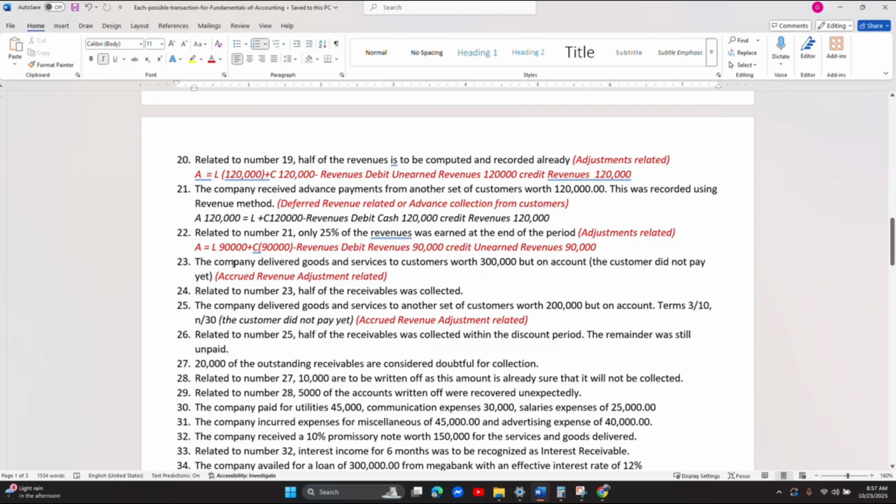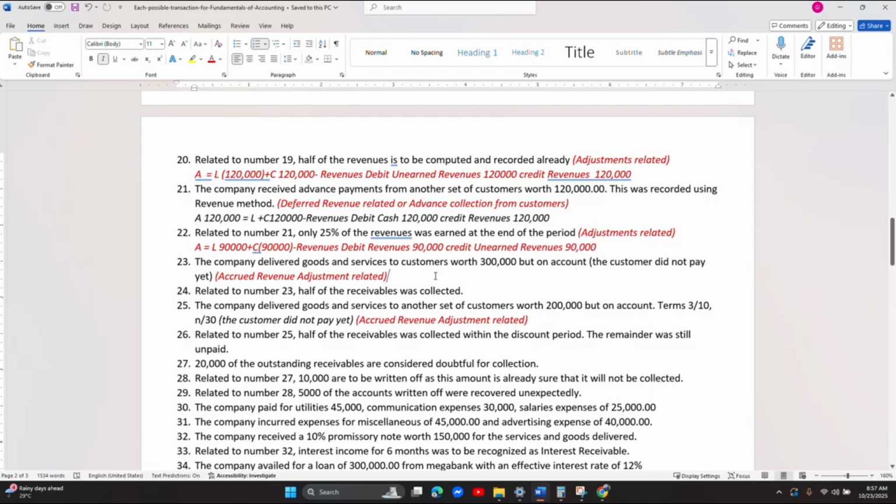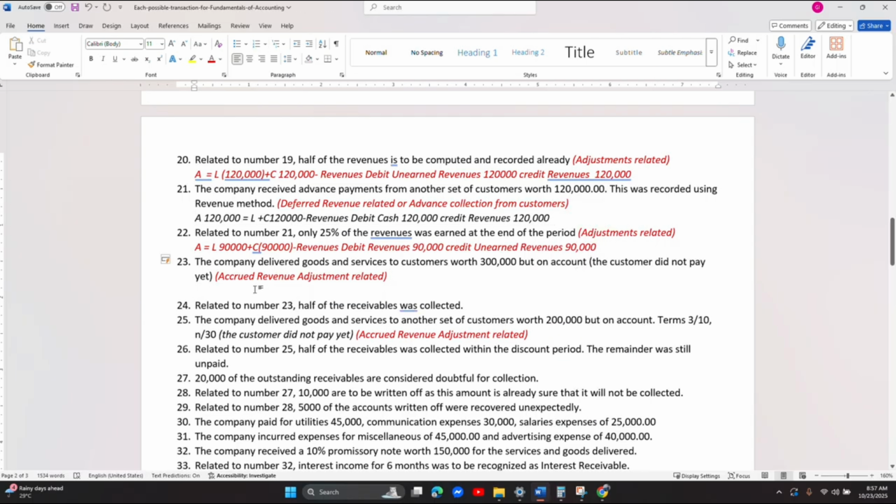On number 23, the company delivered goods and services to customers worth 300,000 but on account. On account means the customer did not pay yet. However, you have already delivered the goods and the services, which means you have already earned this 300,000. So what will be the entry? Before we go to the journal entry, let's have the effects on the A = L + C.